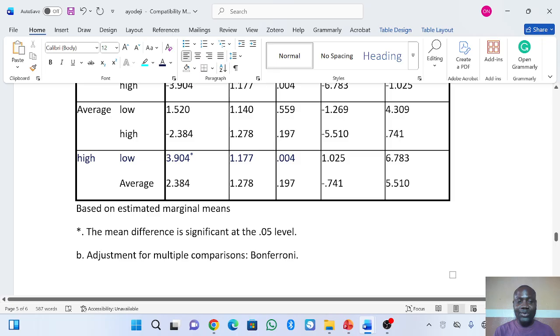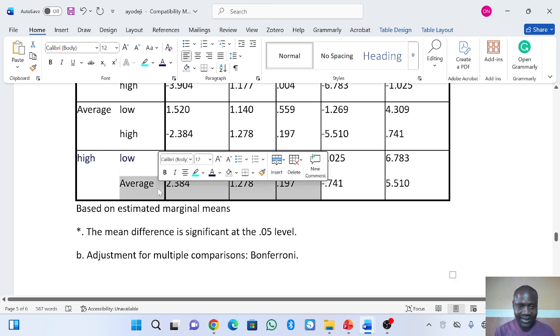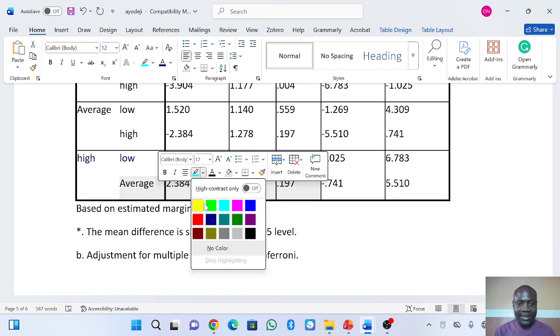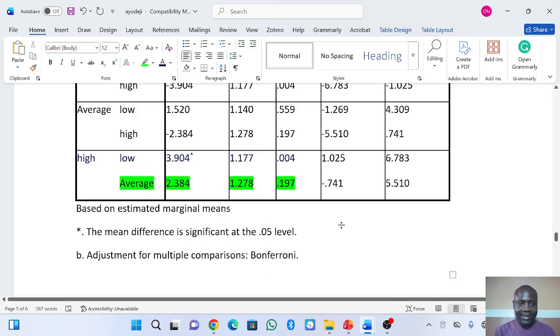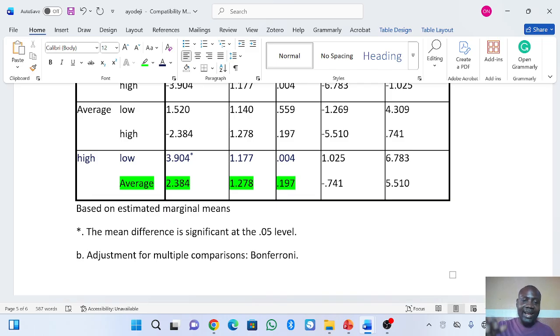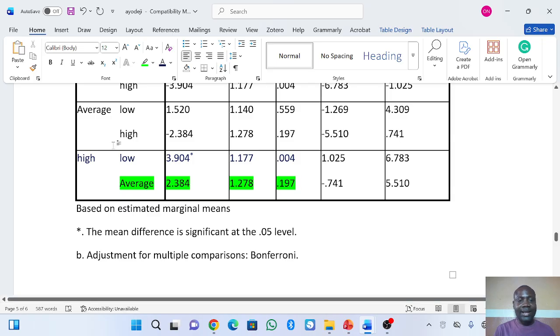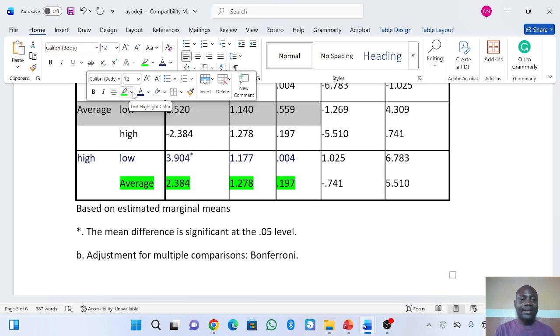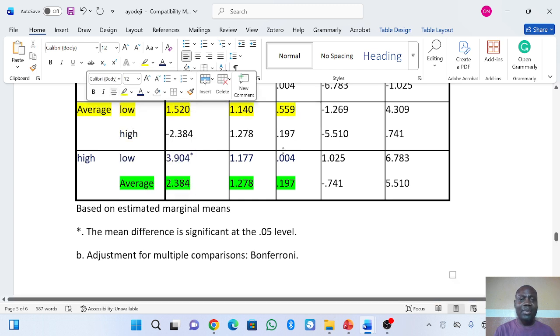The high, this second one is also the high and the average. Let's look at their difference. If you look at it, you will see that the difference that is obtained is not significant. Students with high mental ability, their interest is not significantly different from those with average. And if you also compare high, low, and average, it is not significant. What do we make out of this result?